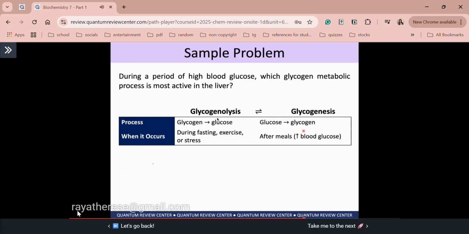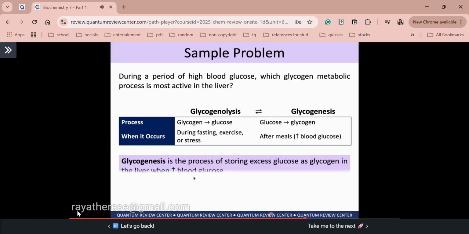Very easy, because again, when we have a high blood glucose concentration, we need to deplete the concentration of glucose. So how do we do that? Of course, we need to synthesize glycogen. And in that way, we maintain the optimum concentration of blood glucose. So again, class, to summarize, glycogenesis is the process of storing excess glucose as glycogen in the liver. In particular, it occurs only in the liver when there is a high blood glucose concentration.